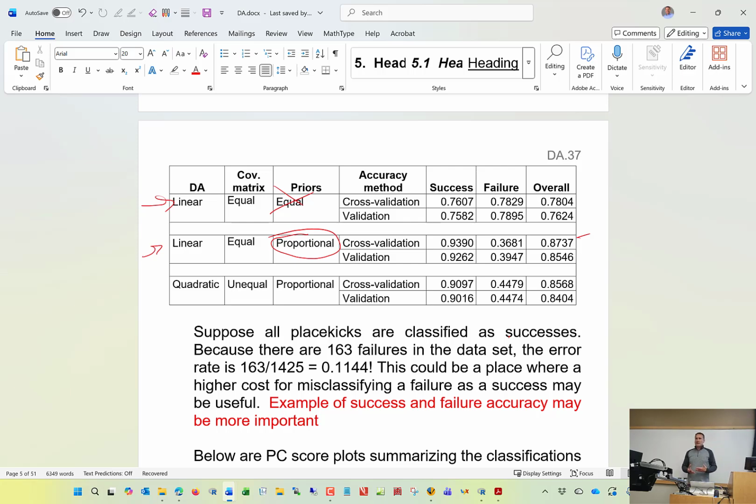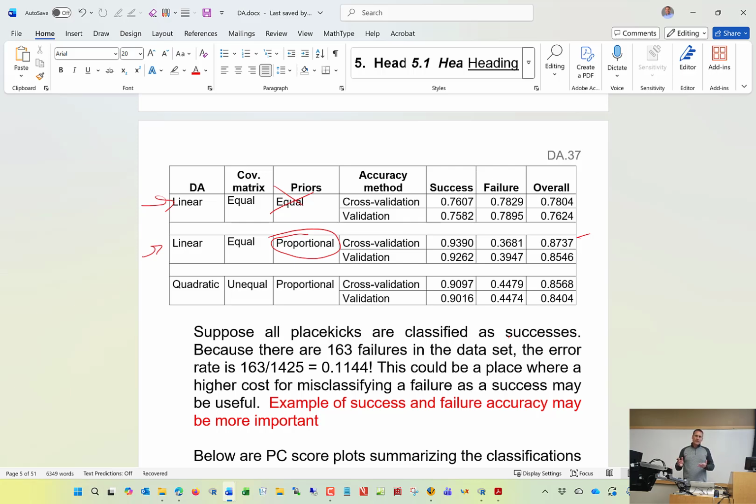The question though is, is it enough better to say, yeah, that's a better method? That's debatable. You have to take into the context of the problem here. If you told a coach, hey, I can use this method and get 87% predictions correct for place kicks, or I could use this method over here and get 86%, that coach would probably look at you strange and think, why does it really matter, 87 versus 86%?